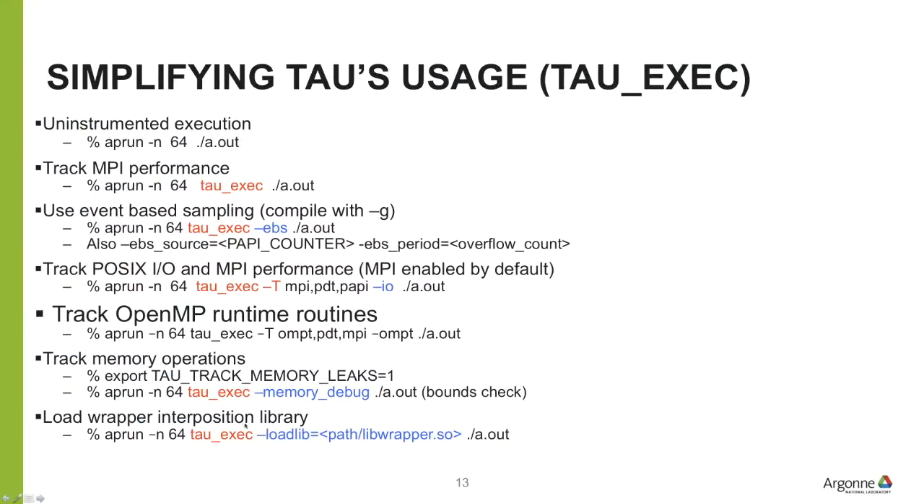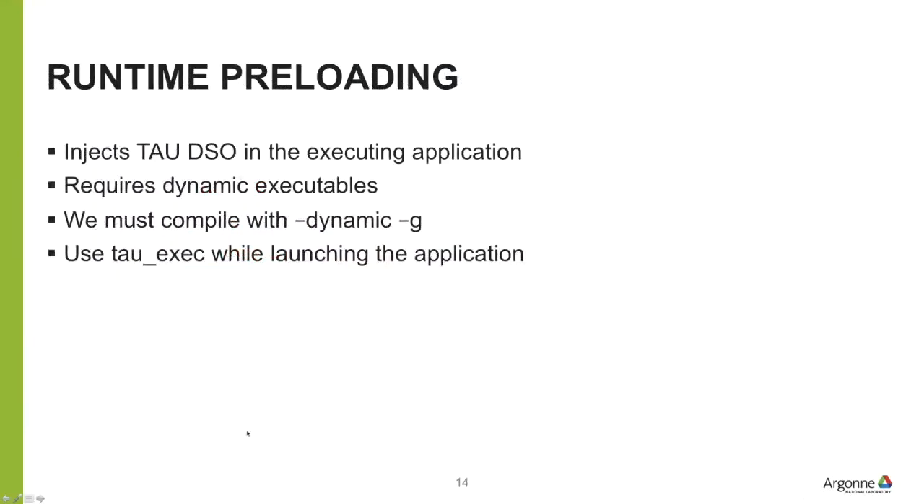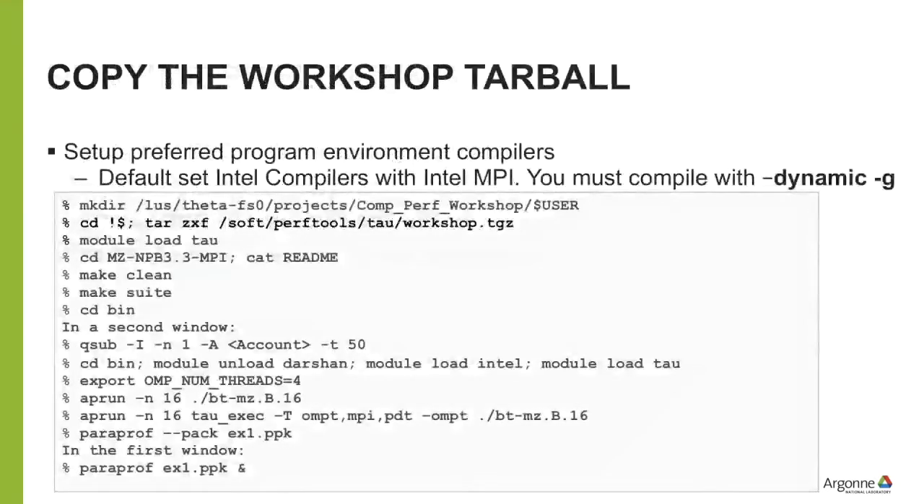We can also track memory operations and load an interposition library like this. So what does this really do? We want to perform measurements and we want to track the time spent in these different code regions. Well, with runtime preloading, we inject the Tau dynamic shared object in the executing application. And as I mentioned before, this only works with dynamic executables. So you must compile your program with the -dynamic and also the -g option so that the symbol information is preserved if you want to use the event-based sampling feature. And then we can use tau_exec while launching the application. Okay, so it's simple as that.